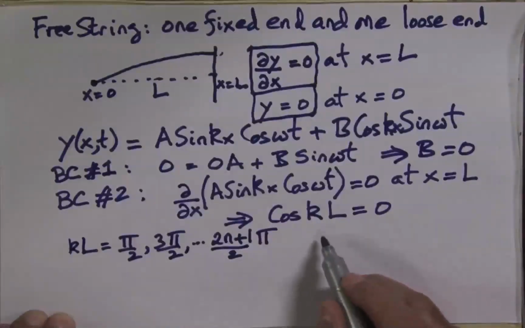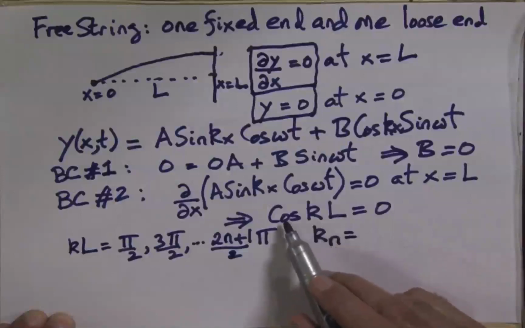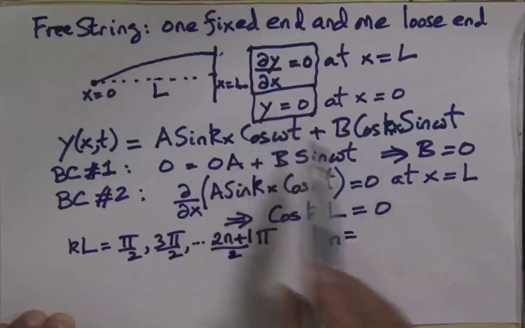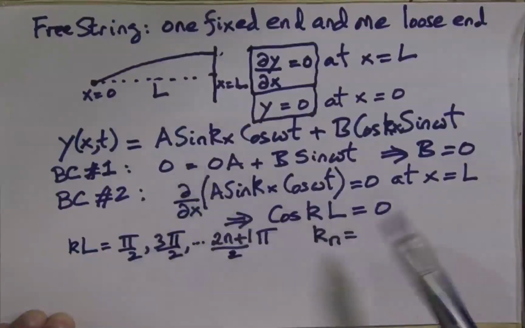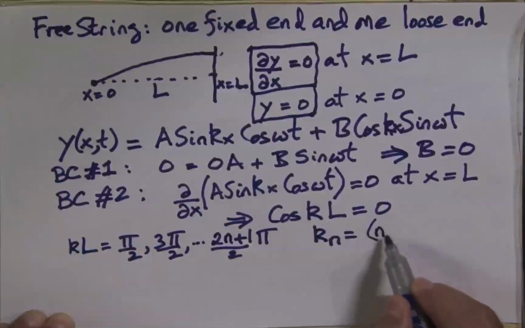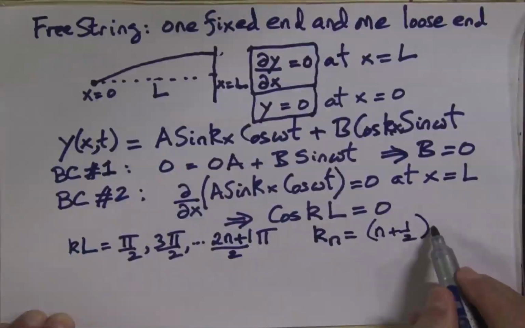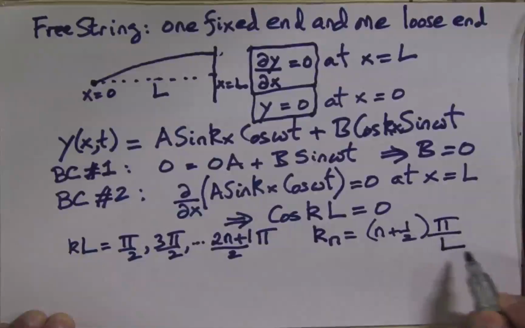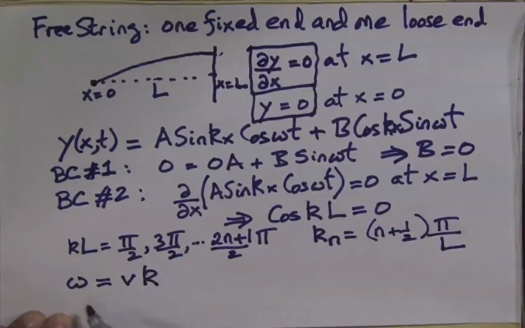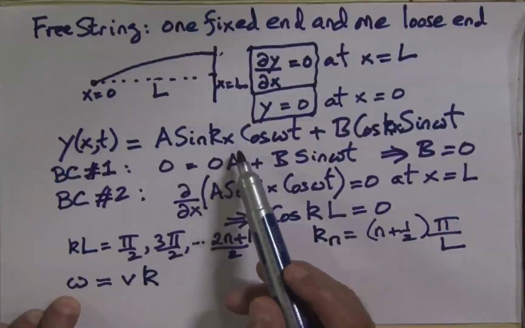So now what we have is the allowed values of k, those which fulfill this boundary condition, and of course the first boundary condition is always fulfilled by this solution. So the values of k_n are then (n plus a half) pi divided by L. And if you remember, omega is equal to V times k. That is the requirement that comes about when you put this into the wave equation.